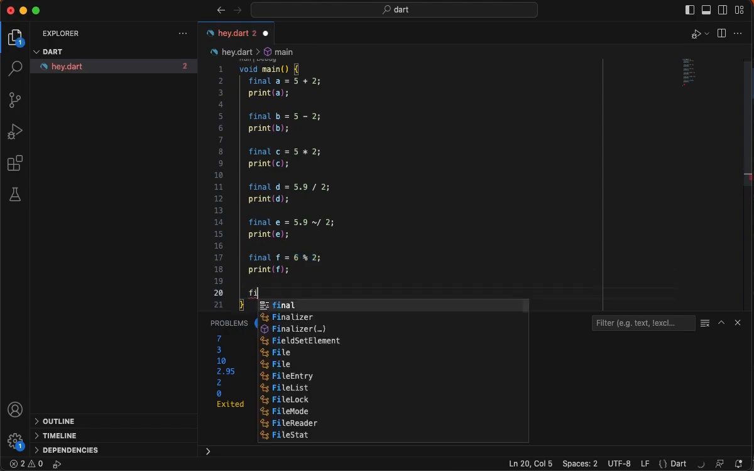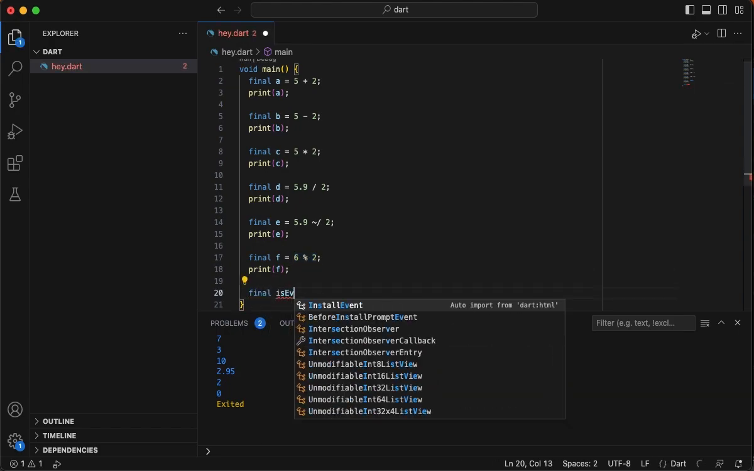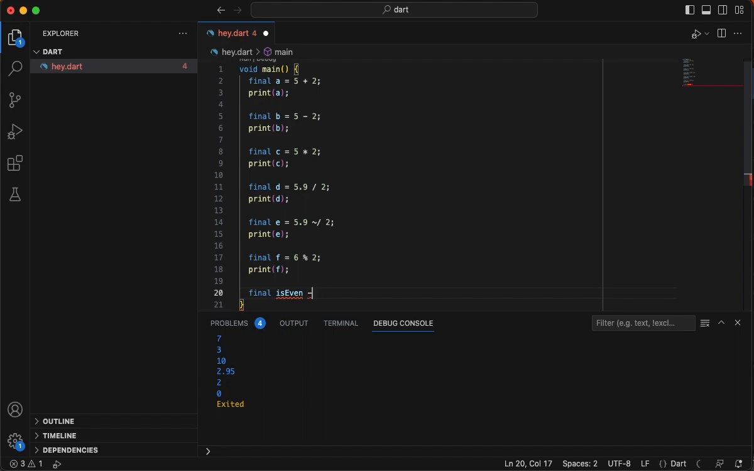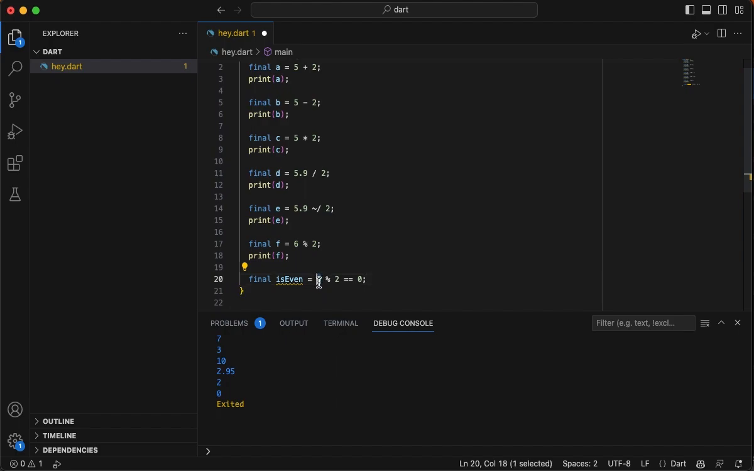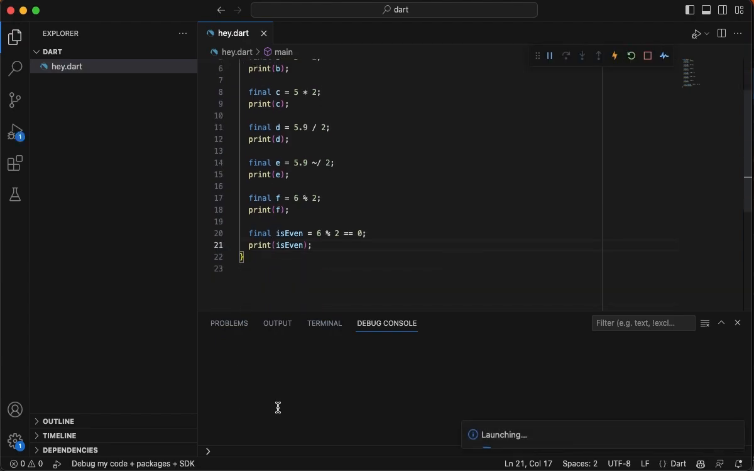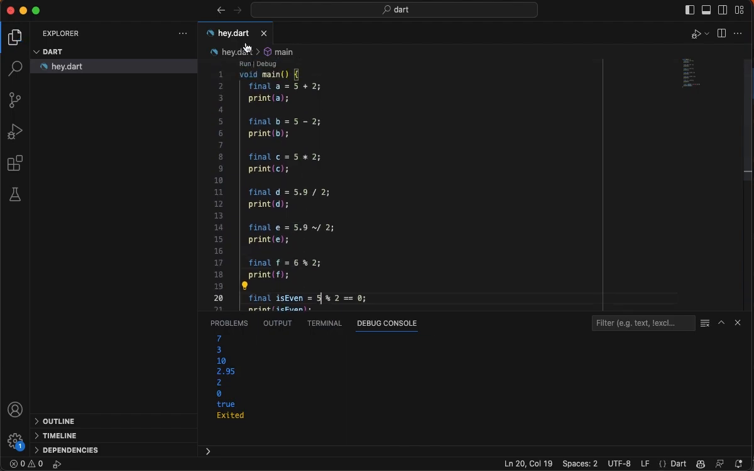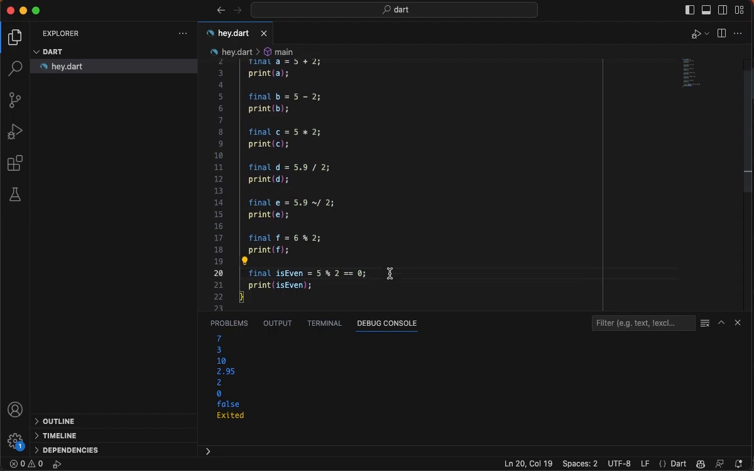So to check if a number is even, what we can do is this. If the remainder of this number modulo 2 is 0, that means it's even. Let's try it. Is it correct or not? Let's run. True, 6 is even. But what about 5? Let's try it. Let's see. 5, false, it's not.